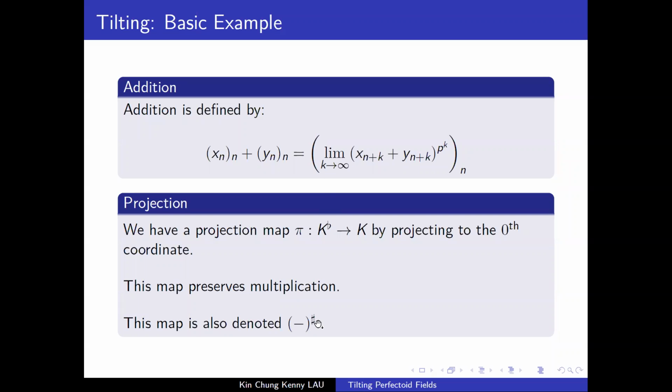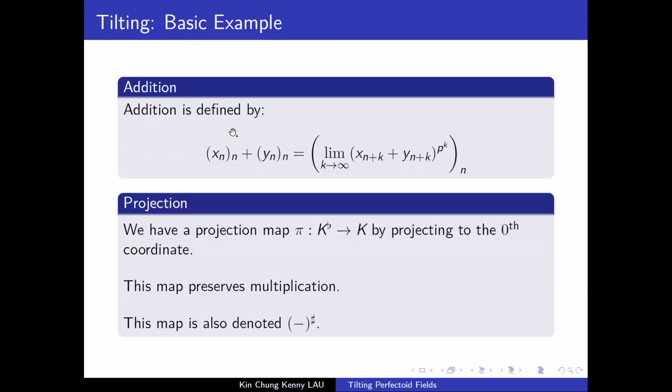This map is also denoted sharp, as the opposite of flat, although they are not strictly opposites. They are somehow related, but it's not a strict inverse of this flat thing, which doesn't even make sense, because flat is not a function. There is no function flat from k to k flat. This flat is a functor, and then this sharp is somehow sort of inverting it.